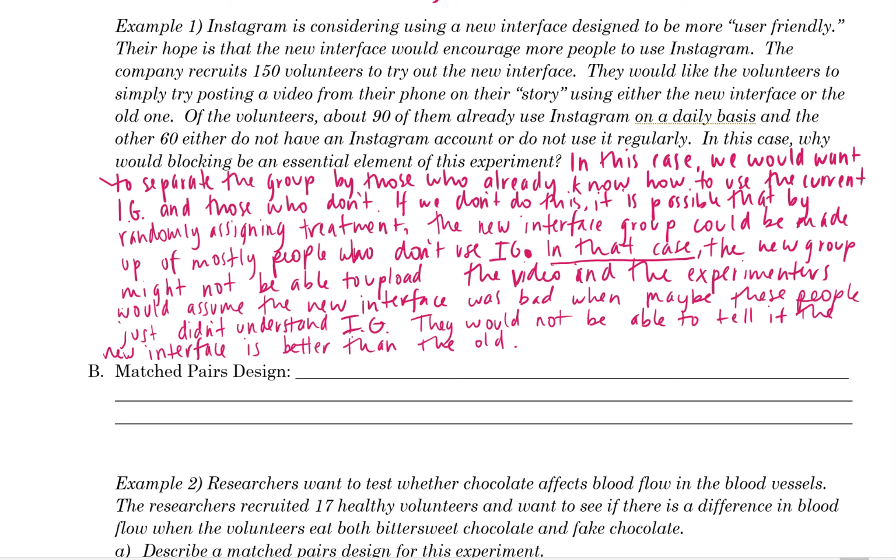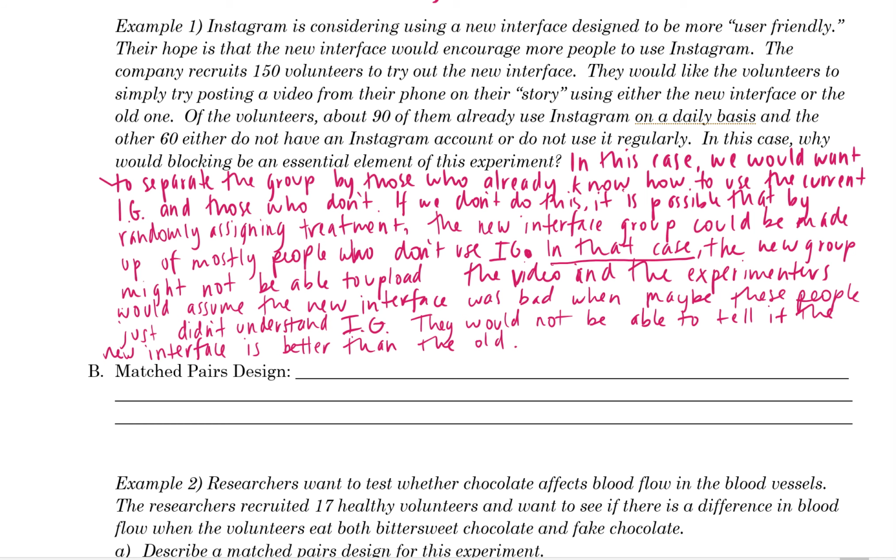So for example, if in both the already-on-Instagram group and the newbie group, the new interface seems to work better, then the experimenters can definitively say, yeah, the new interface is better. So that would be an example where blocking would be a good idea, because I know that if one of these groups of people ended up in one treatment group, that would cause confounding.